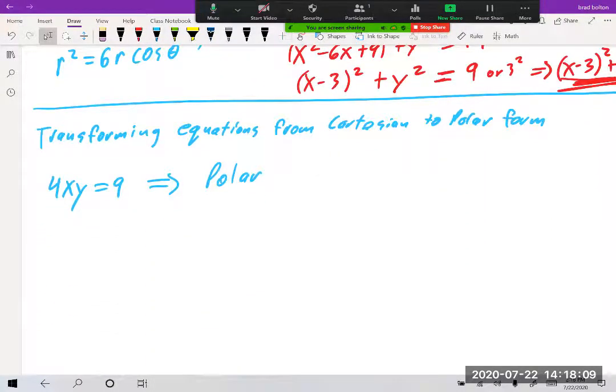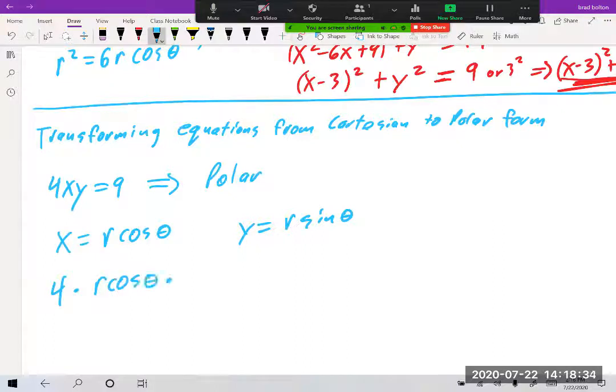Now we can go the other way and transform an equation from rectangular or Cartesian to polar. So we know that x equals r cosine theta, and we know y equals r sine theta. So let's plug that in. So this becomes 4 times r cosine theta times r sine theta, and that equals 9. If I clean this up, this becomes 4r squared cosine theta sine theta equals 9.